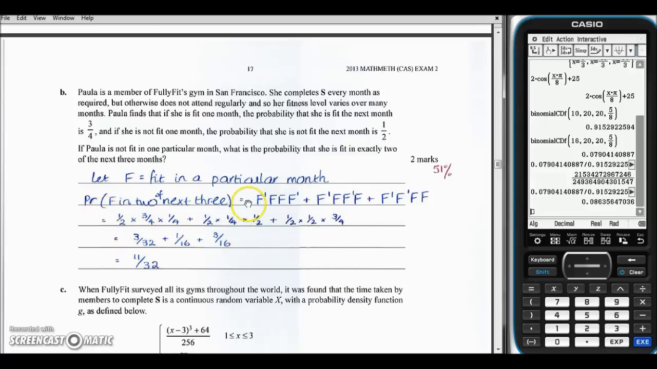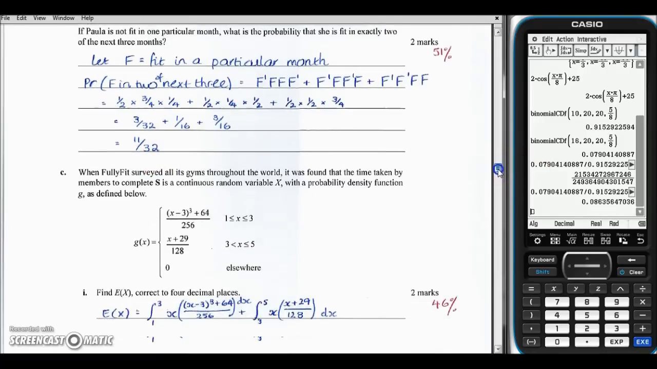And the probability of each of those things happening is here. So if she's not fit the first month, then there's a 1 in 2 probability that she will be. Then the probability changes to 3/4, and then 1/4 that she's not the next month. If you're really confused by these, I would draw out a tree diagram, and it'll make a bit more sense hopefully. Or leave a comment. So it simplifies to 11 on 32. I won't bother putting it in the calculator, you can take my word for it.